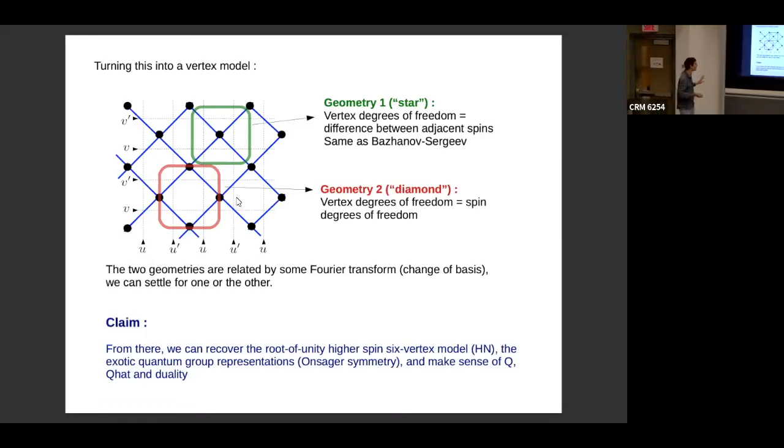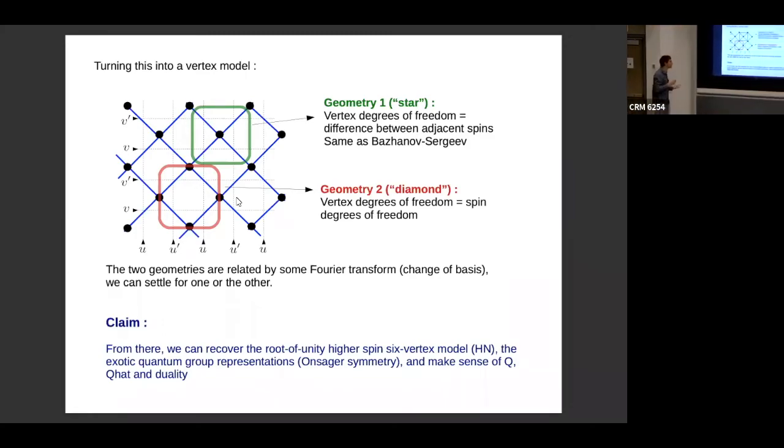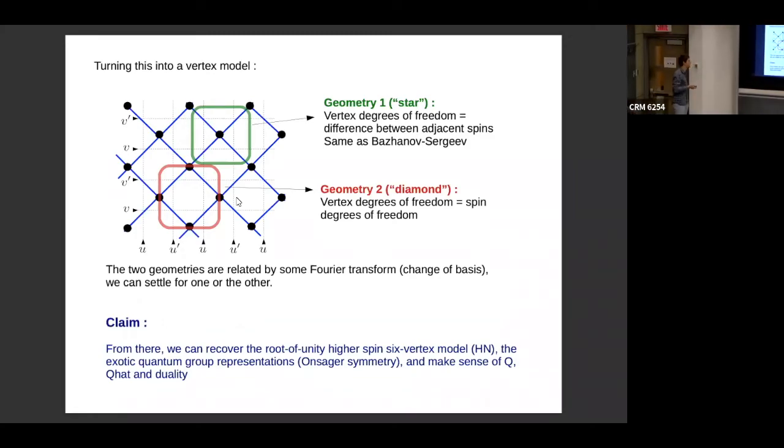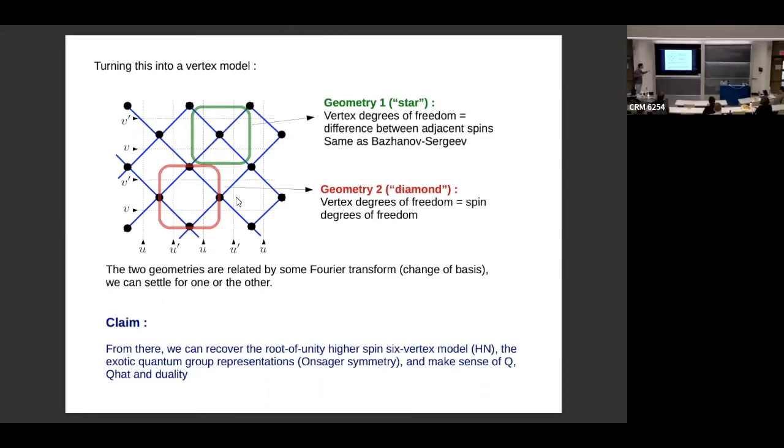So they're equivalent. And in practice, I'll be dealing with the second one because it's a bit simpler. But if you prefer the first one, you can use the first one. And so the claim I want to make here is that from this geometry and these solutions of Zn here, we can recover the root of unity six-vertex model. So in the Onsager language, Hn. We can also recover the complicated exotic quantum group representations. So in the Onsager language, the Onsager symmetry.